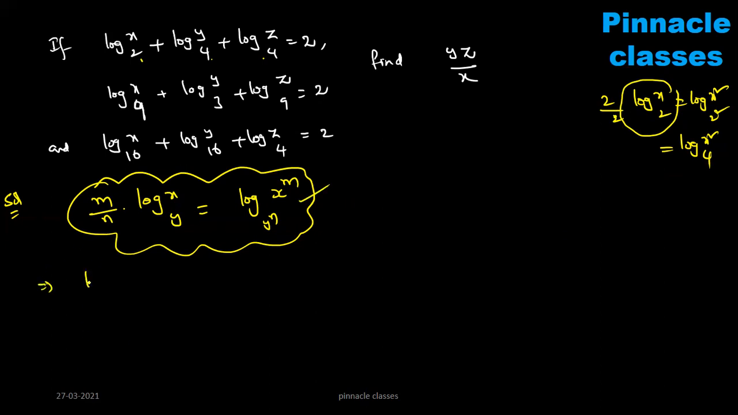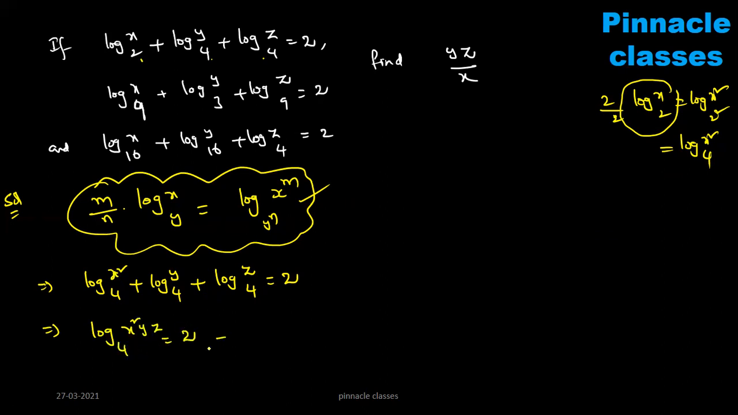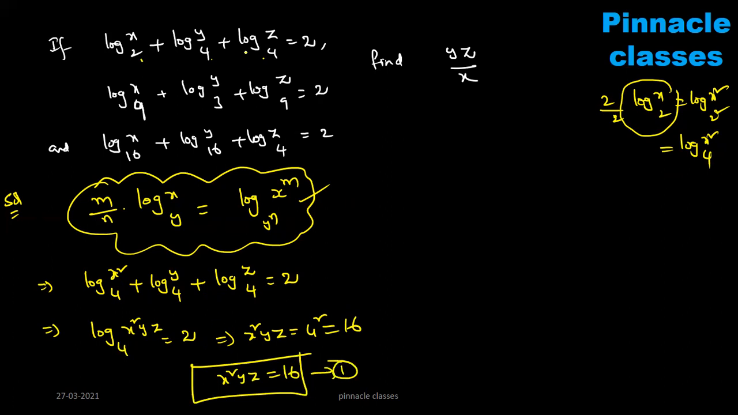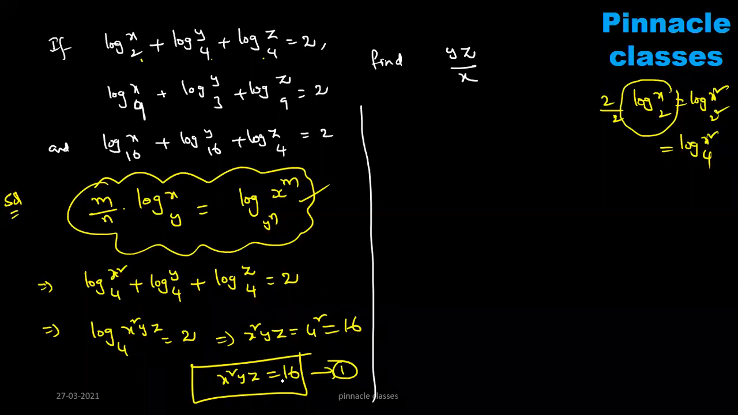So now see carefully. Log x square to the base 4, log y to the base 4, log z to the base 4 is equal to 2. Bases are equal. Log a plus log b plus log c, how much? x square yz to the base 4 is equal to 2. Convert to exponential form: x square yz is equal to 4 square, which is 16. This is the first equation.